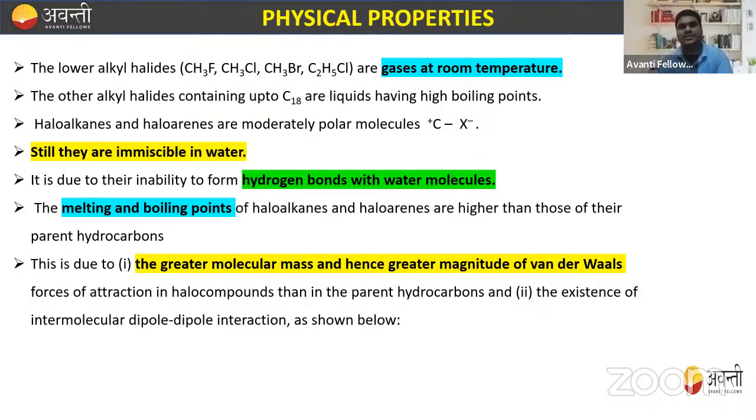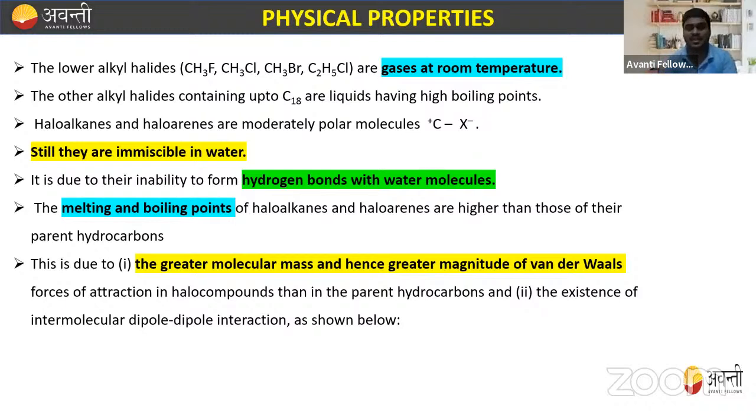Now, what are the physical properties of the alkyl halides and aryl halides? So let's discuss some physical properties. The lower alkyl halides like CH3F, CH3Cl, CH3Br, CH3I, or C2H5Cl are gaseous at room temperature, right? So the lower alkyl halides like fluoromethane, chloromethane, bromomethane, or chloroethane are gases at room temperature, and the other alkyl halides containing up to C18 are liquids having a high boiling point, right?